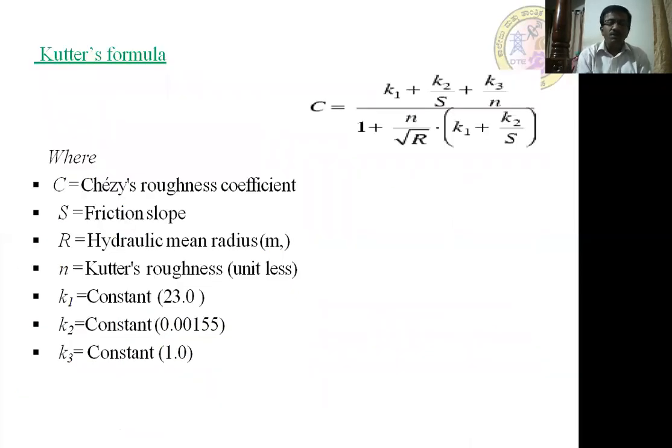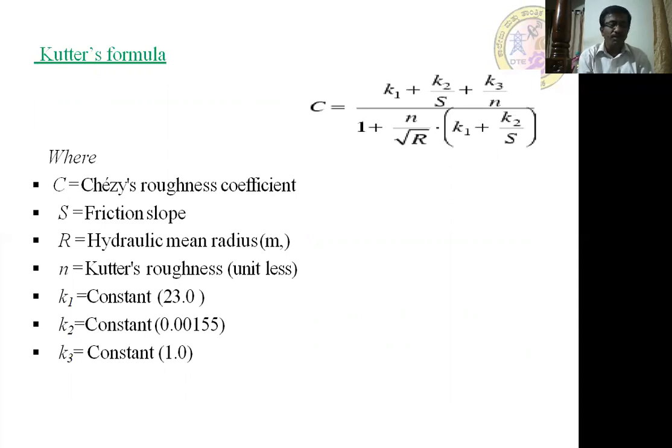The Kutter formula is also used to find out the value of C, where C equals (K1 + K2/S + K3/N) divided by (1 + (N/√R) × (K1 + K2/S)). This is the formula used to find out the value of Chezy's constant by using the Kutter, where C is the Chezy's roughness coefficient, S is the friction slope, R is the hydraulic mean depth, and N is the Kutter roughness constant.